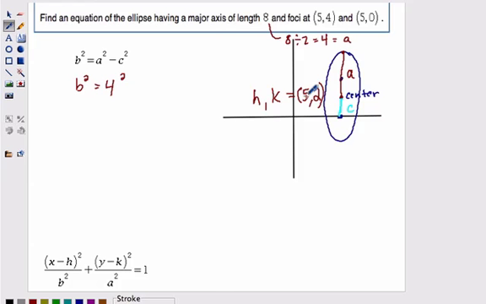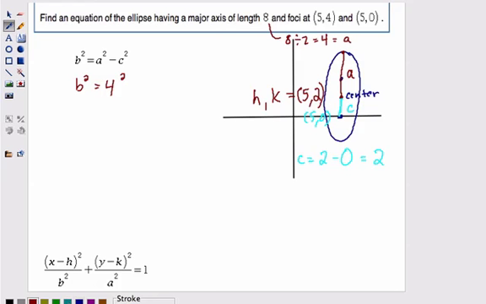Okay, so if we know the center is (5, 2), and we know that this point is (5, 0), what's the difference in our y values? What is the distance from here to here? So if we take 2 and subtract 0, that's going to give us our c value.